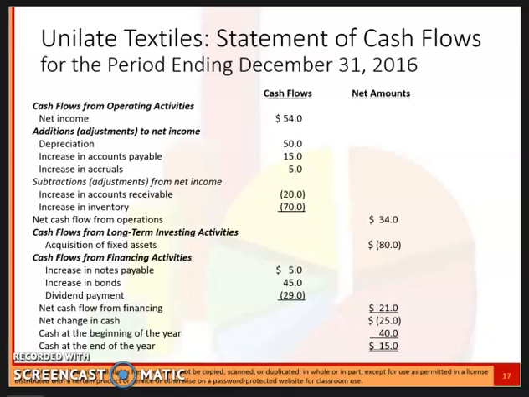We acquired fixed assets of 80 million. We increased our notes payable, our bonds payable, and then we paid out a dividend. So the net impact was a decrease of 25 million in cash, which we saw earlier. So the beginning cash went from 40 million in 2015 to 15 million at the end of 2016.